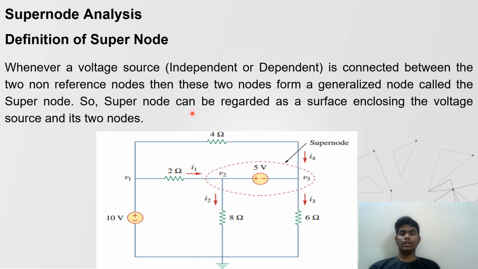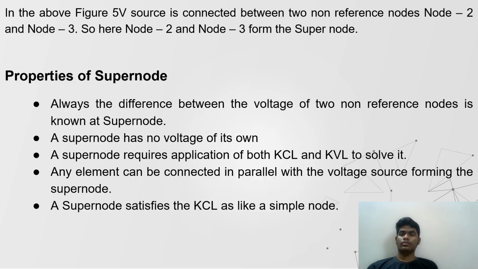So a supernode can be regarded as a surface enclosing the voltage source and its two nodes. In this circuit, v2 and v3 have a common voltage source, the 5 volt source. This is known as the supernode. In the above figure, the 5 volt source is connected between two non-reference nodes, node 2 and node 3. So here node 2 and node 3 form the supernode.